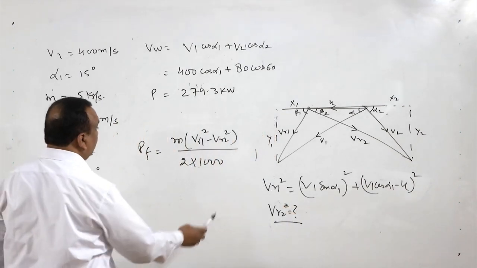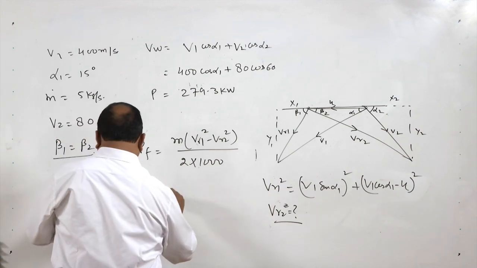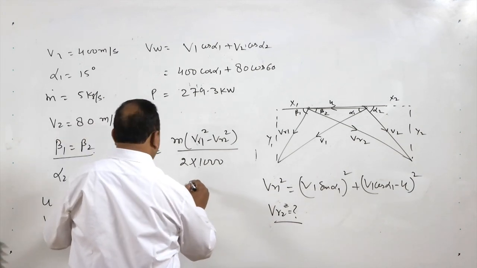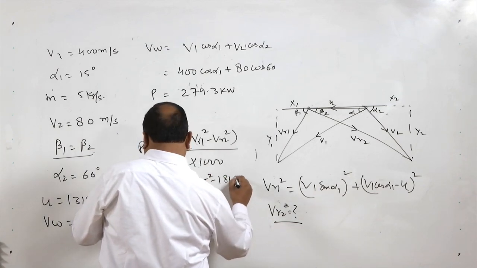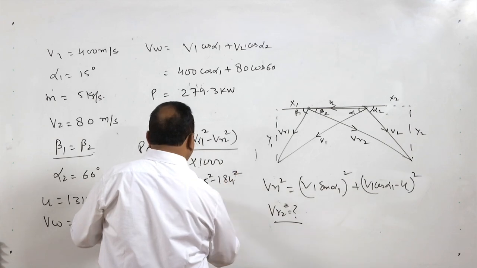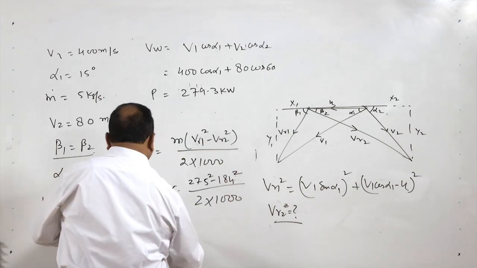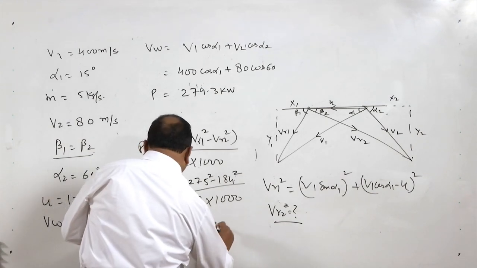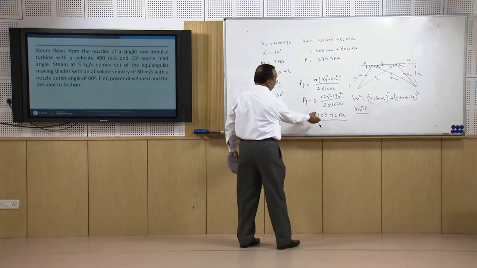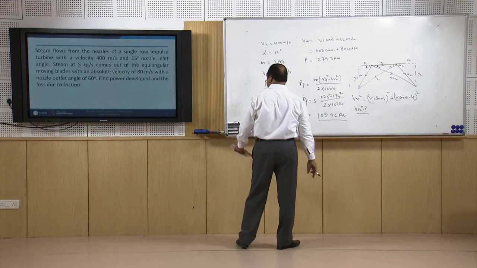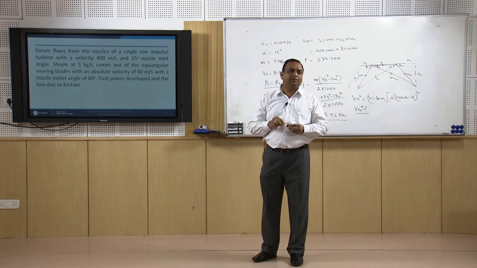Once we have the values of Vr1 and Vr2, we put them here, then power will become 5 times 275 square minus 184 square divided by 2 into 1000. And the friction power is going to be 103.96 kilowatts. So, this is how the friction power loss due to friction is calculated. That is all for today, and from the next class, we will start with the impulse reaction turbines.